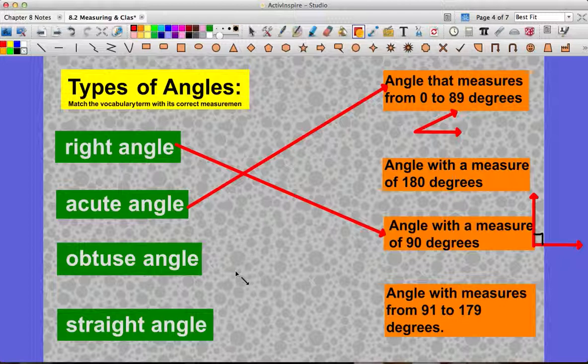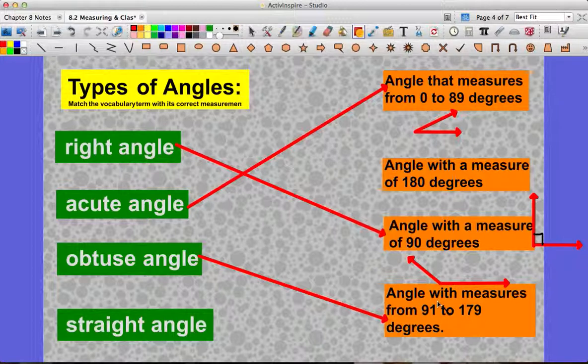An obtuse angle is an angle with measures from 91 to 179 degrees. So this is anything that is bigger than a 90-degree angle. Even if it's just a little bit, it's still obtuse. So an example of an obtuse angle would be something like this.